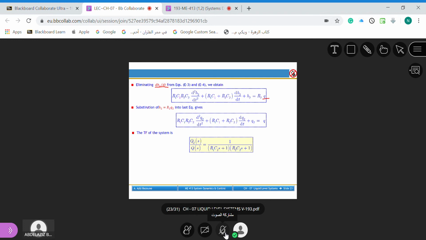But we can find the relationship between H2 and Q2 by using this equation. H2 will be R2 times Q2. So if I substitute H2 by R2Q2, I can find this equation: R1 C1 R2 C2, d²Q2 over dt², plus R1 C1 plus R2 C2, dQ2 over dt plus Q2 is equal to Q. Now, if you take Laplace transform of this equation, you will have the following.